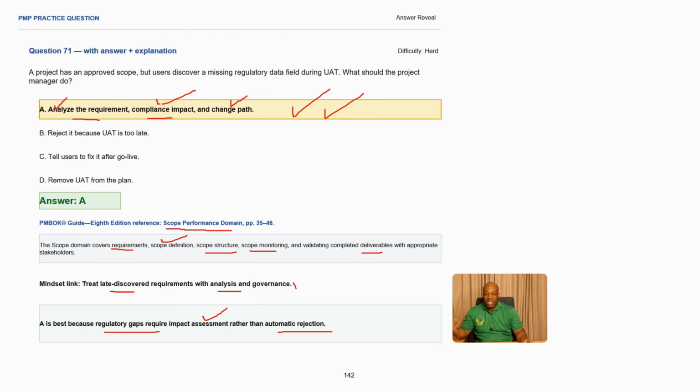In some cases, you cannot reject something that is coming from the regulator. Making this A the best answer.